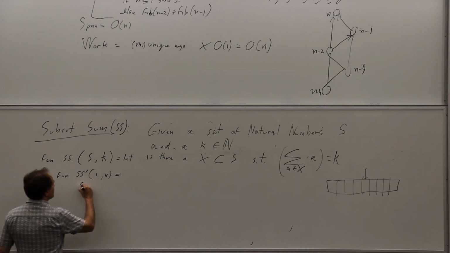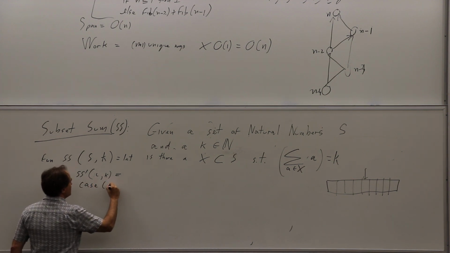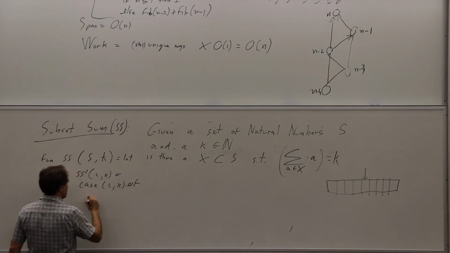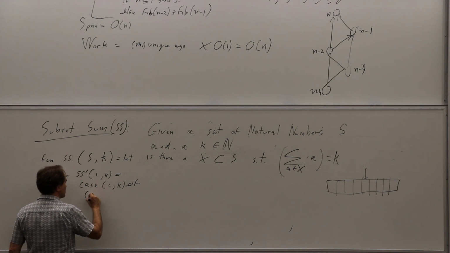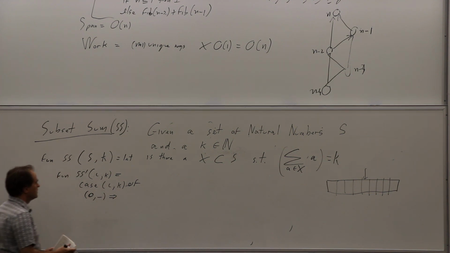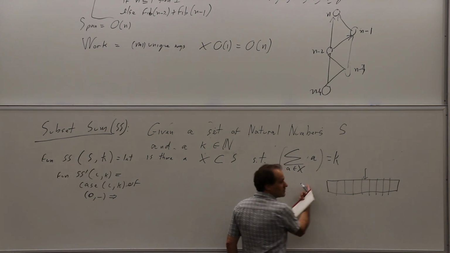And once again, I'm going to have some cases. I'm going to have case I, k equals of. And once again, I have the possibility of I being 0 and the possibility of k being 0. What's the base case if I is 0? Remember, I of 0 means our set is empty because now I'm pointing to location 0 and there's nothing left before it.